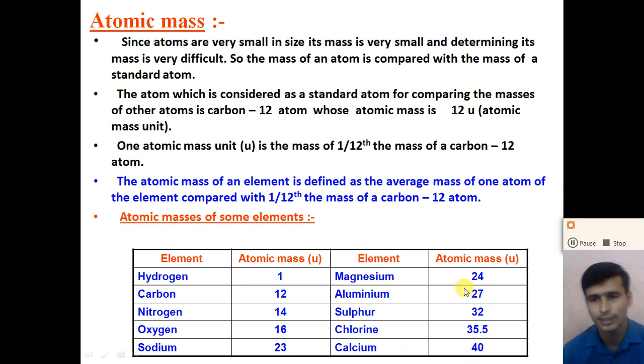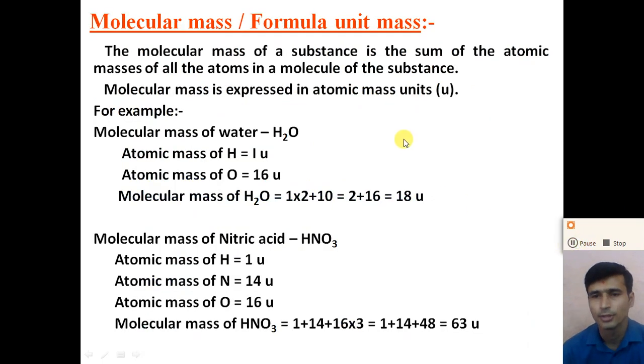So dear student, you must remember the atomic mass of all the elements to calculate the molecular mass of a substance. The molecular mass of a substance is nothing but the sum of the atomic masses of all the atoms in the molecule of the substance. Atomic mass is expressed in atomic mass units, so the molecular mass is also expressed in atomic mass units. For example, if you want to calculate the molecular mass of water, right?